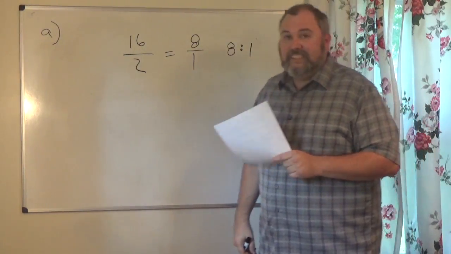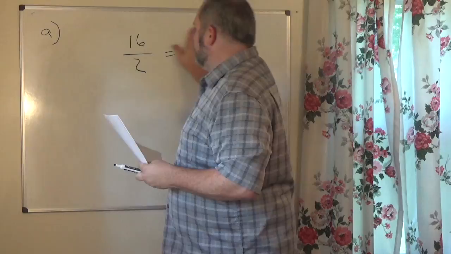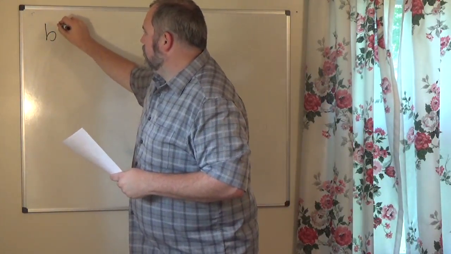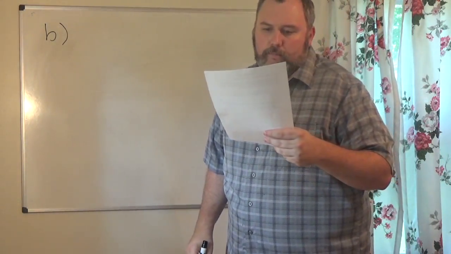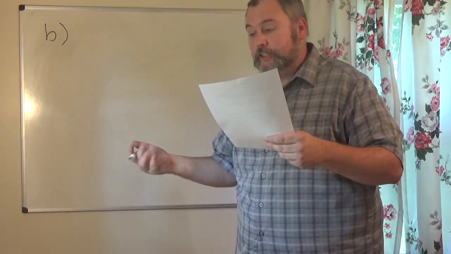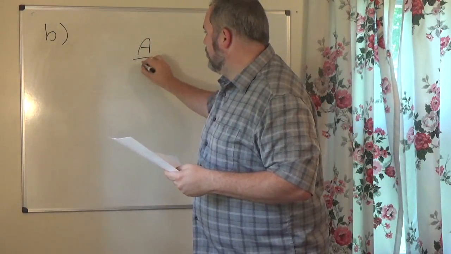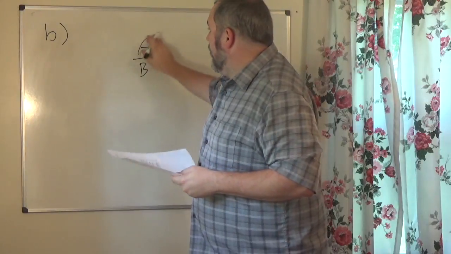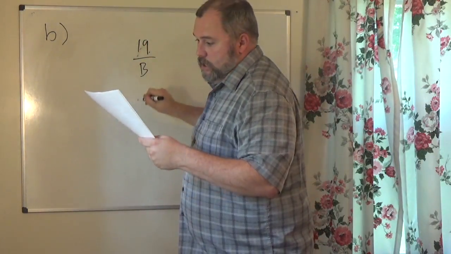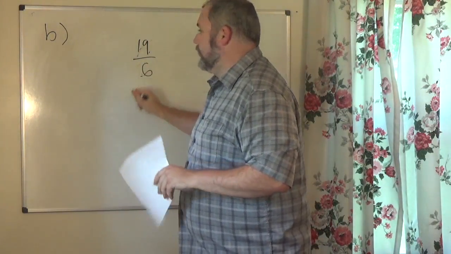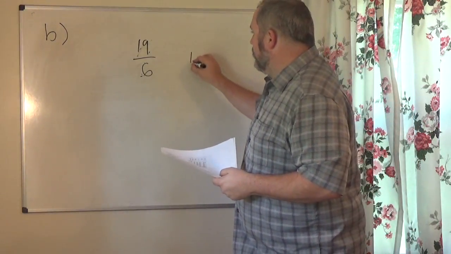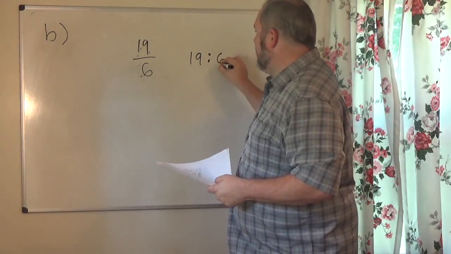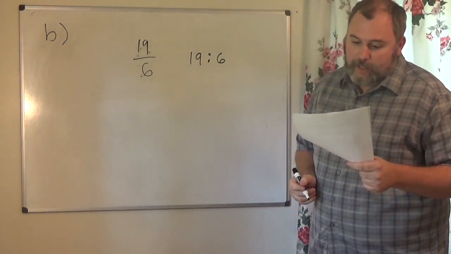Now, look at B. B is a little bit different. In this case, you're looking for the gear ratio again, A over B, and you know that A is 19, you know that B is 6. Can you simplify this? No, you can't. So your final answer is 19 to 6. Look at the next one.